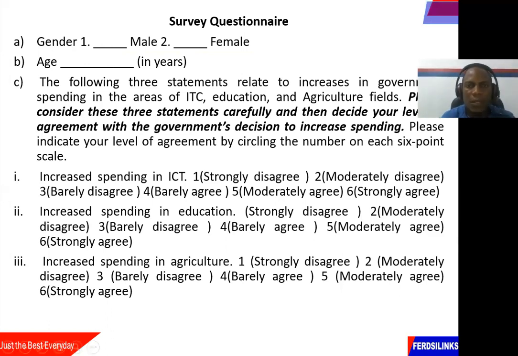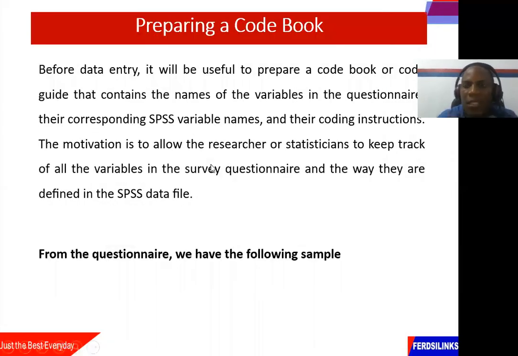So you can use any of the applications. The first stage of your analysis is to prepare what we call a code guide or a code book. And this is basically a document that allows you to do what? To input your data. It allows you to assign codes to your data.